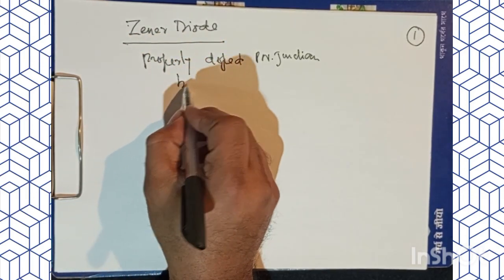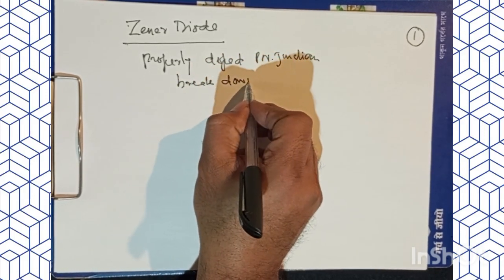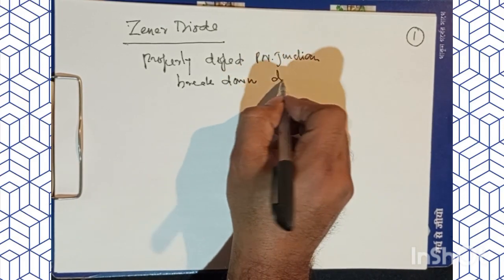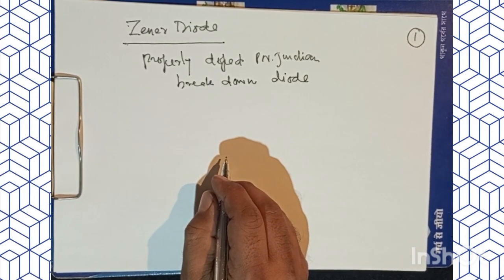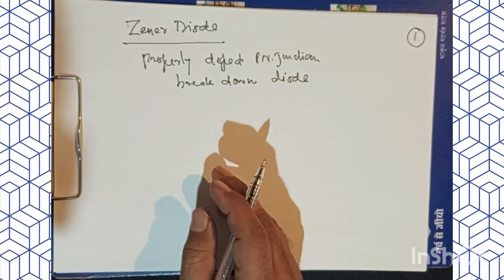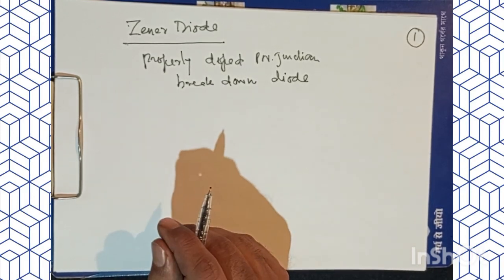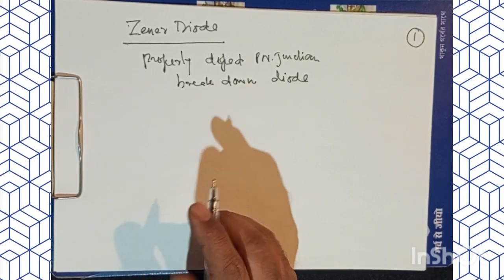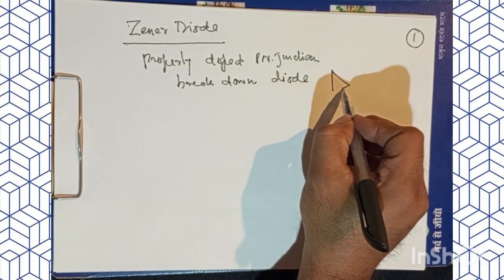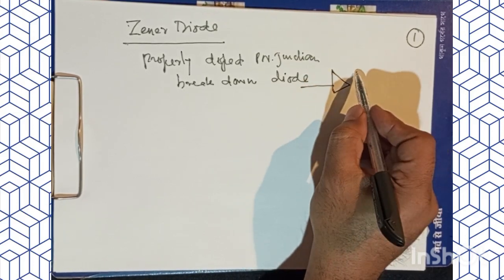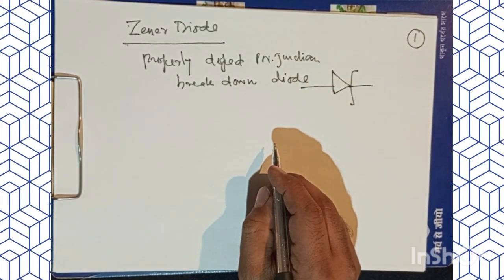breakdown diode, because we exploit this PN junction in its breakdown region. It's designed to operate under reverse bias in the breakdown region. It's mainly used, as I said, as a voltage regulator. And to differentiate this zener diode, what we show in a symbolic form is something like this. So this is a symbolic representation of a zener diode.